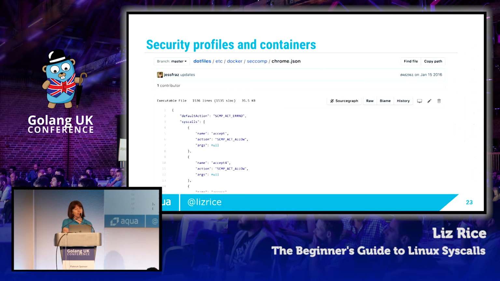So seccomp profiles are JSON files. This is the beginnings of one. Well, the whole file is there. I've only copied the first few lines of one that Jess Frizzell wrote and put on the internet. And there's a really good blog post she wrote about how she generated this seccomp profile. It might be a little bit small, but you can basically see it says, here's the name of a syscall, and yeah, we're going to allow that one. So it says, are you allowed or not allowed to execute that particular system call?